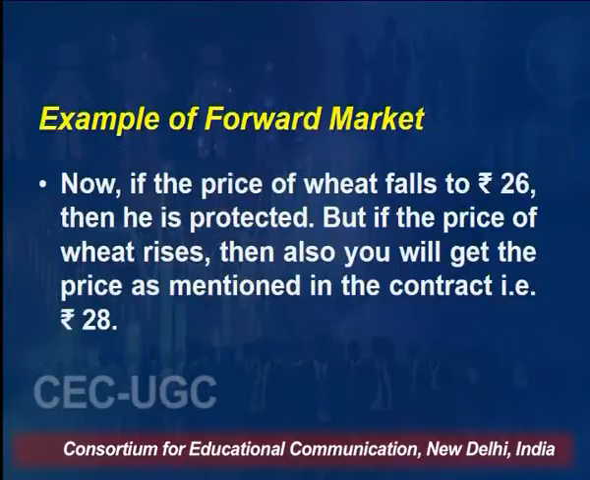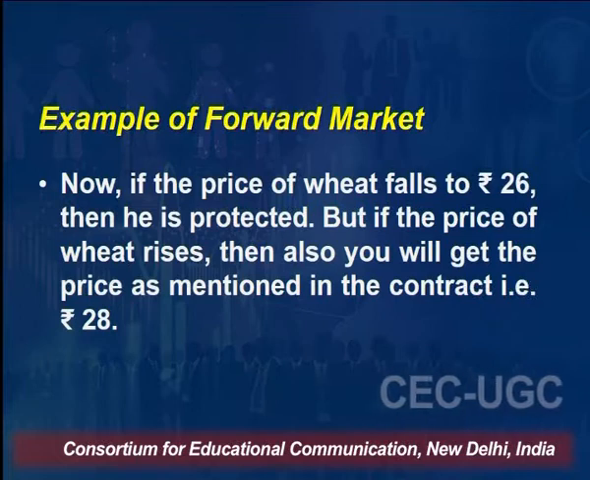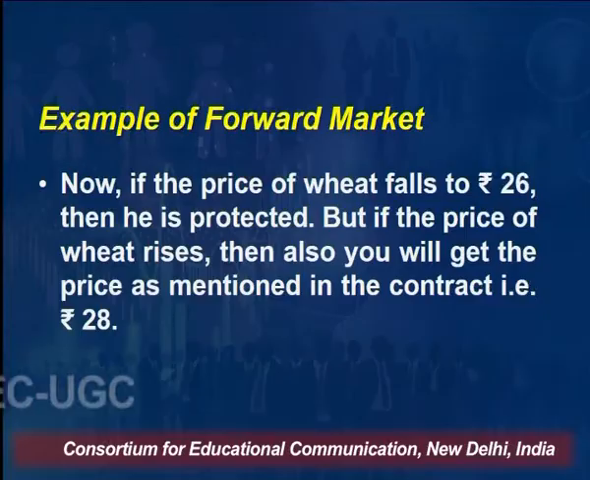But if the price of wheat rises, then also the farmer will get the price mentioned in the contract, that is 28 only. If the price goes up from 28 to 32, the farmer will still have to deliver his harvest of 5000 kg of wheat at the rate of 28. So this is an example of a forward contract. Forward contracts are very much prevalent in India, especially in agri commodities.